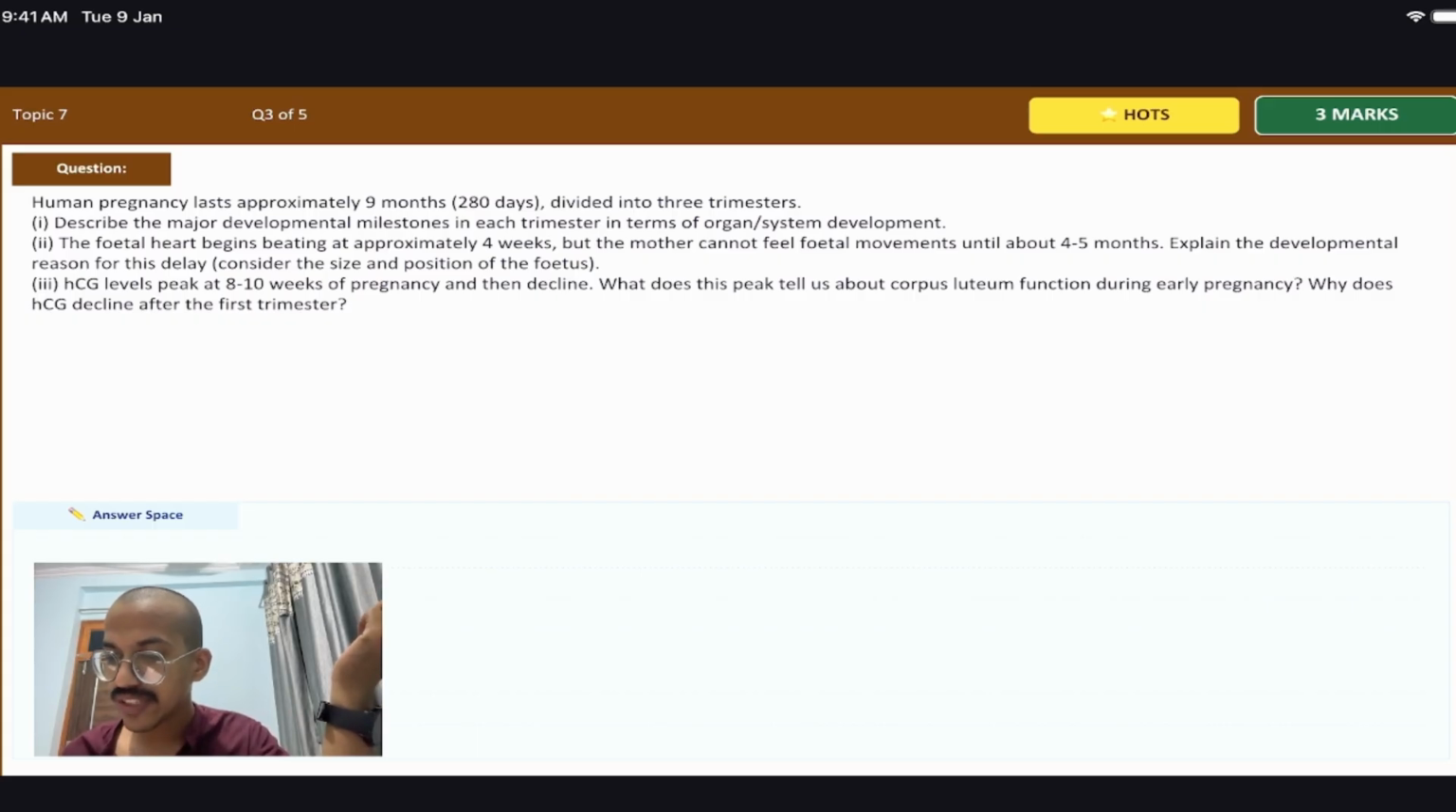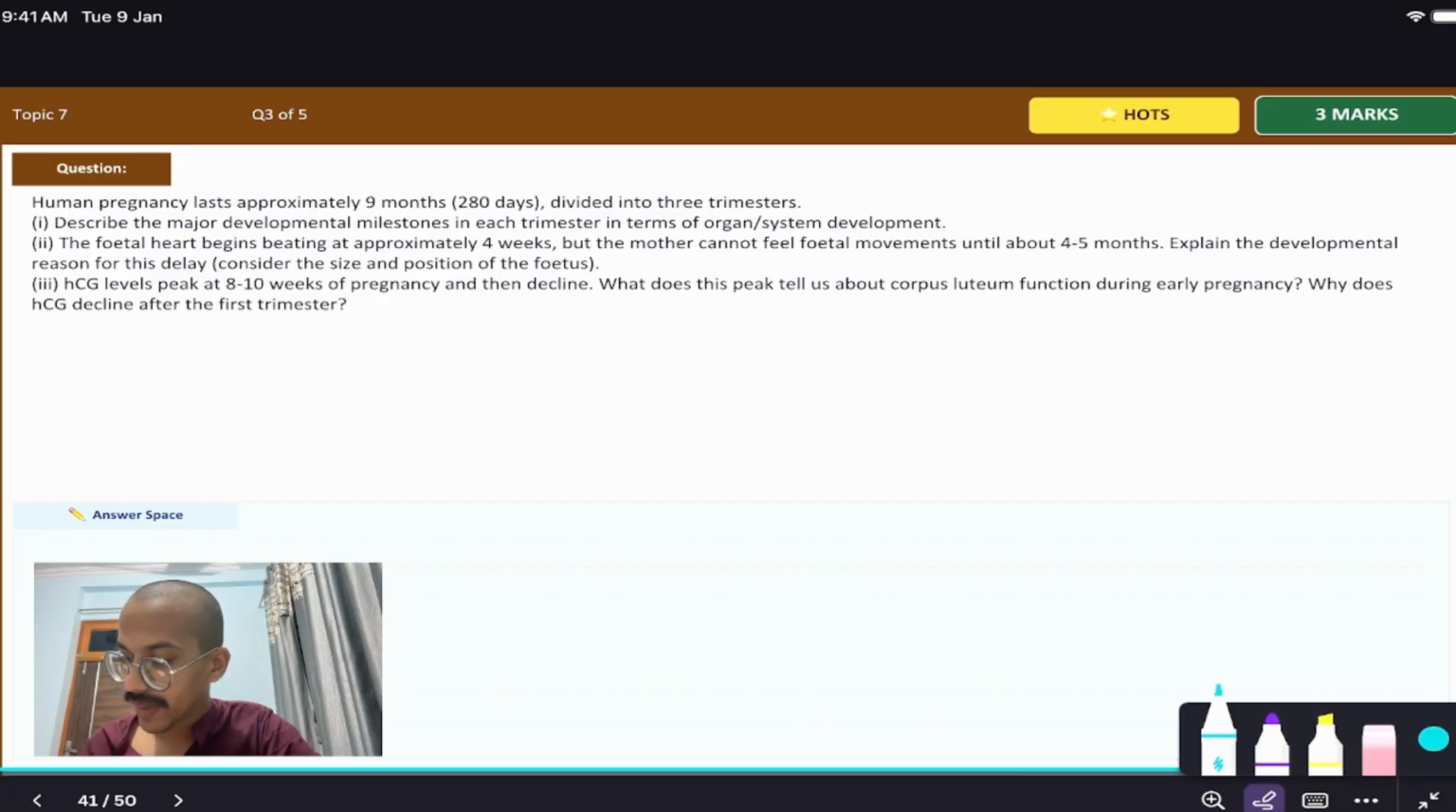hCG levels peak at the 8th to 10th week of pregnancy and then decline. What does this peak tell about corpus luteum function during early pregnancy? During early pregnancy, it would otherwise be regressing. So the corpus luteum has to keep on working if the hCG levels are super high. It is correlated: more hCG gives a positive feedback to the corpus luteum to keep on working and form the hormones of pregnancy.